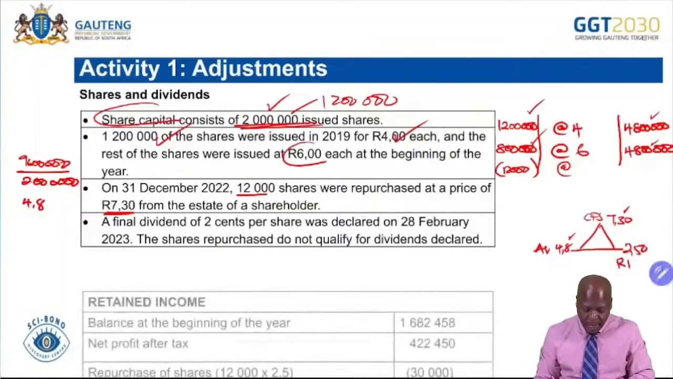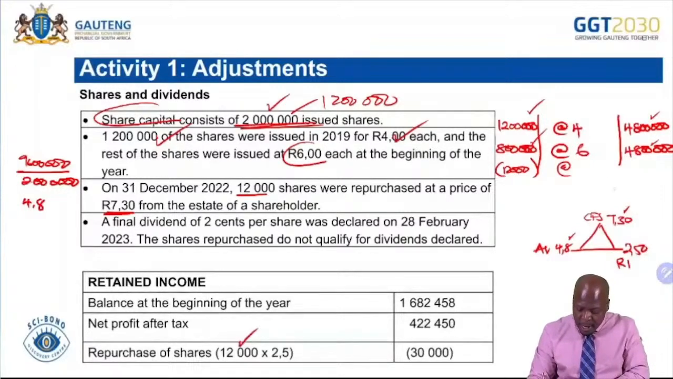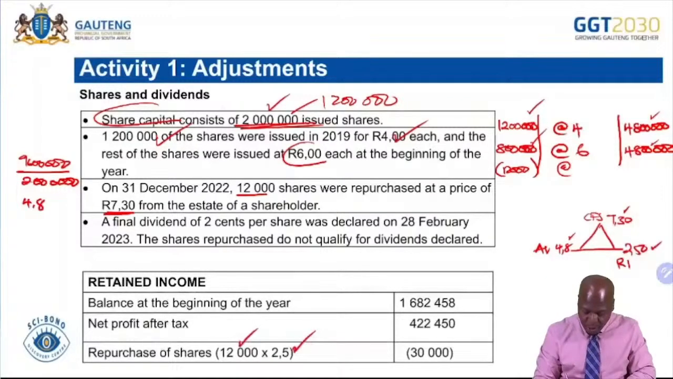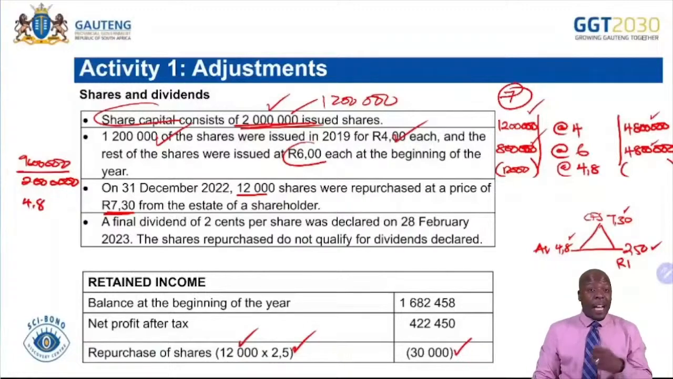So I'm now coming in my retained income and I'm saying the repurchase of shares is 12,000. But in the retained income, I show the 2.50. This is the 2.50. Therefore, I show my 30,000. Remember the brackets. But in my note number 7, I would have shown the average price, which is my 4.80. Therefore, I would then get an amount over there. So in this case, I've done note number 7, and I've also done note number 8, which is our retained income. Let's focus on the retained income.